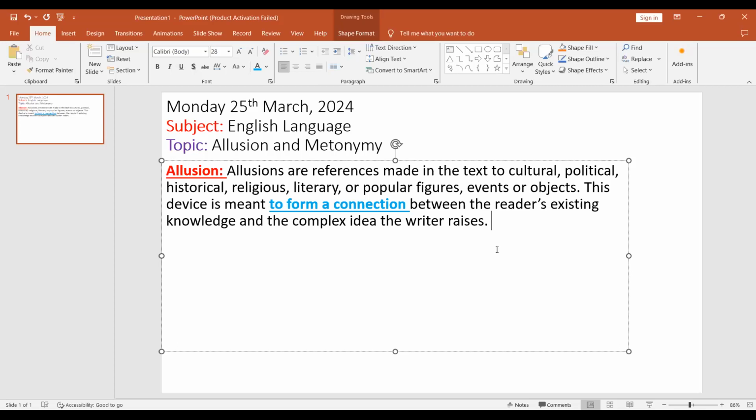An allusion is when you reference something. It could be a cultural event, a cultural object, a political event, a religious saying, something from history, a popular quote. When you reference something in your surroundings.